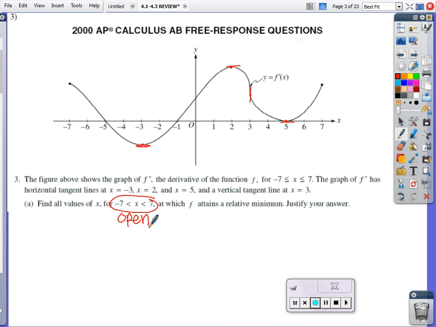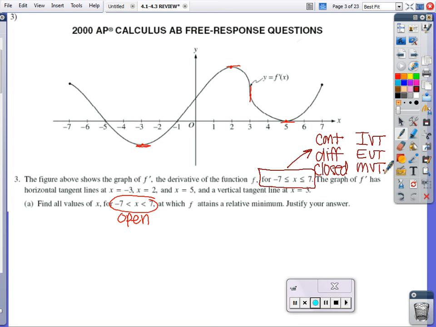I do want to point out that the second that I saw the graph of f prime, I could tell that f must have been continuous because there's no undefined on the derivative. It's differentiable for the same reason, no undefined on the derivative, and obviously it's closed. So if I needed to use the theorems, IVT, EVT, and MVT would all be valid from -7 to 7. So going back to part A, I want to find where we have relative minimum.